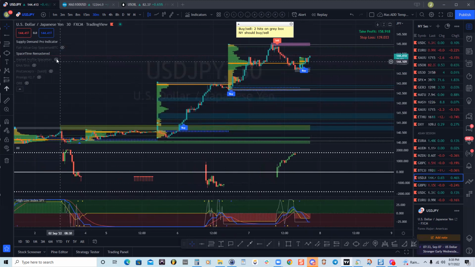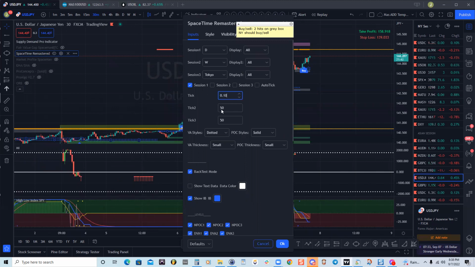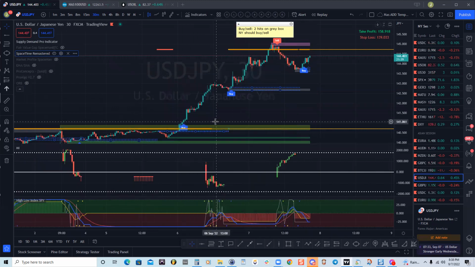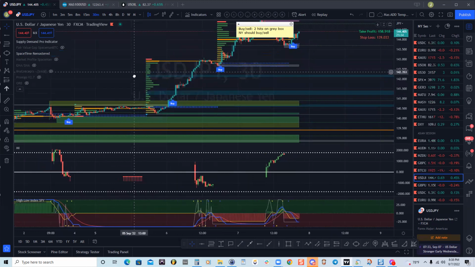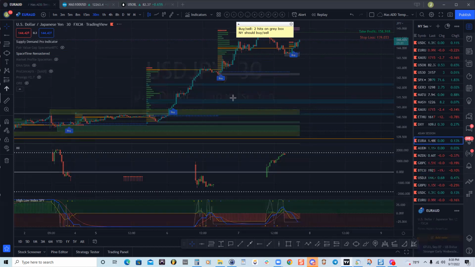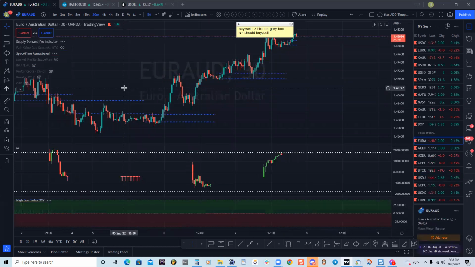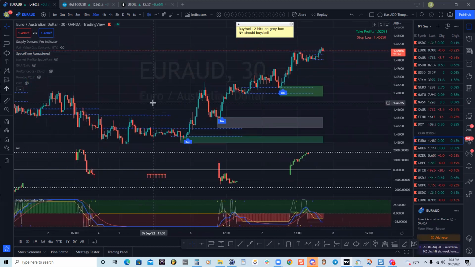We can probably move it up a little bit, right? Yeah, it's good. 0.10. How close do we want this to be, though? That's good, right there. Okay. See, there's UJ. Okay, so let's look at EA. Okay, there's some bars there.